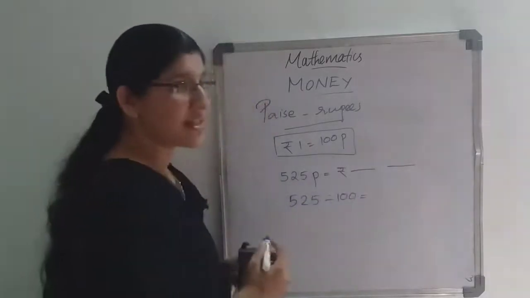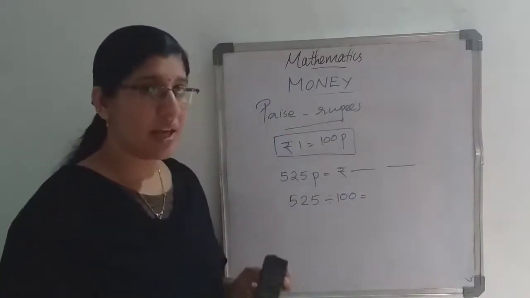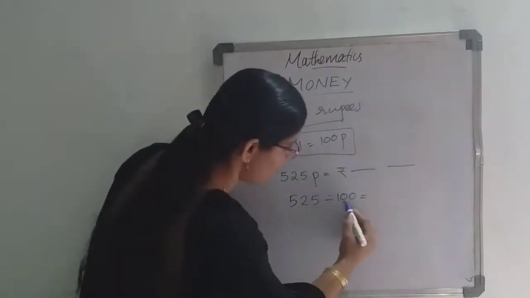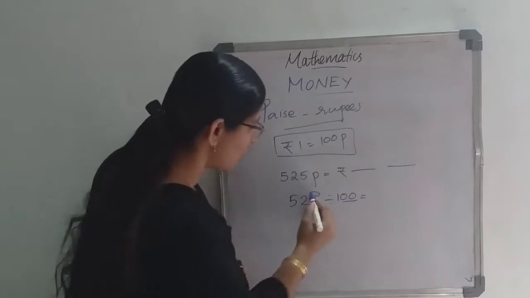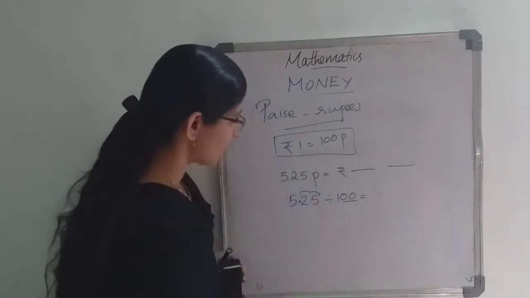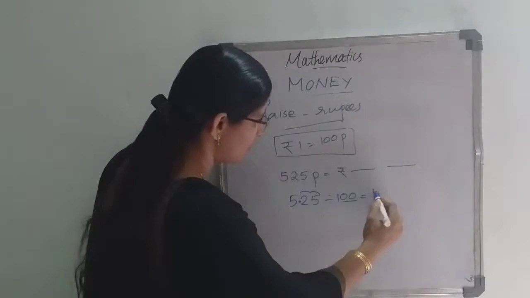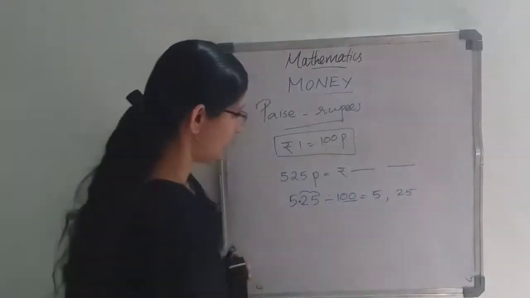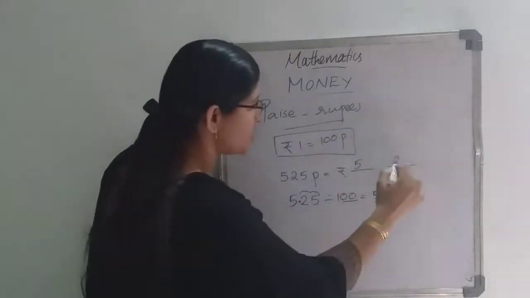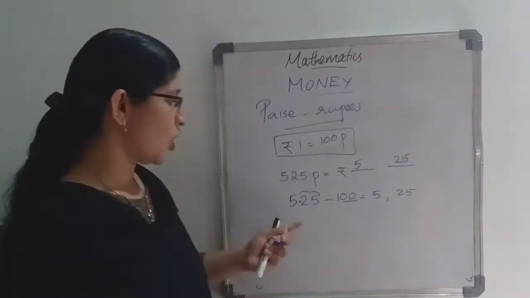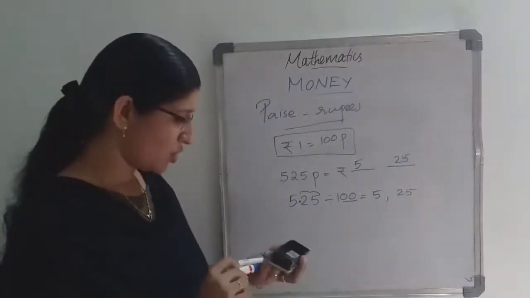We already studied how to divide by 10. The same way you can divide by 100 also. 100 has 2 zeros, so after two numbers you have to insert the dot. So 5 is the quotient and 25 is the remainder. So 5 rupees and 25 paise. This is the normal method, but you need not do it this way.